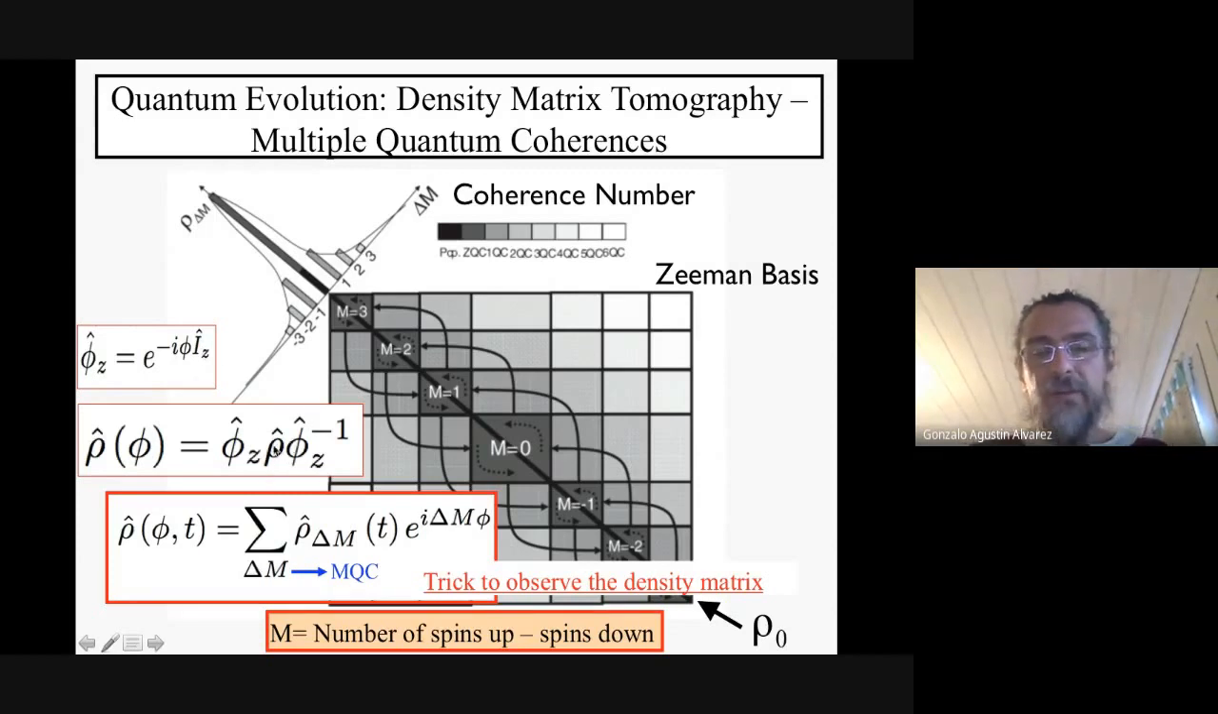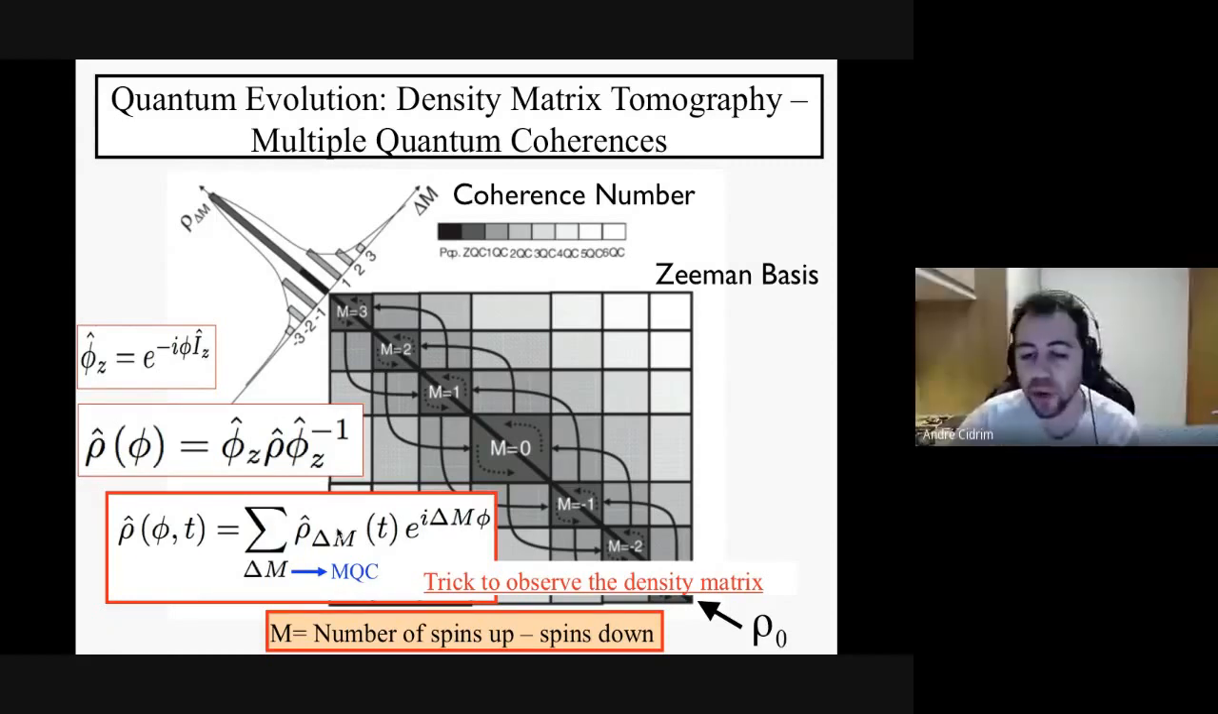So when I apply a rotation to the density matrix, the density matrix will be decomposed into the different coherent orders. Here are all the elements of the density matrix that have the same coherent order number. This is what I will call delta M. When I apply this rotation, they acquire a phase proportional to delta M, and this allows me to distinguish the different coherent orders of the density matrix.